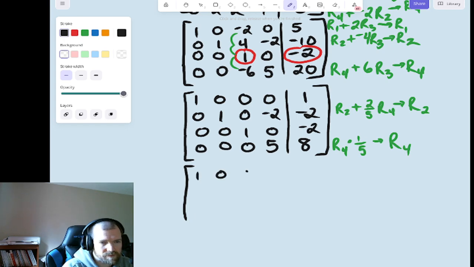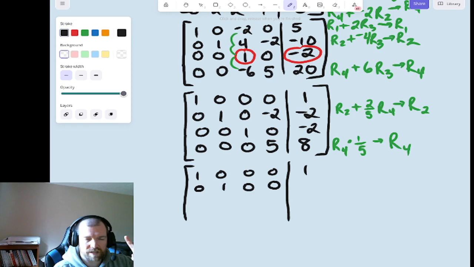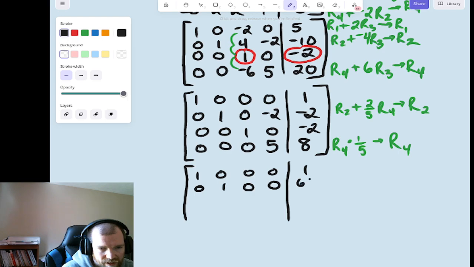Alright, so 1, 0, 0, 0, and 1, 0, 1, 0, 0. So we take row 2, add 2/5 of row 4, so 2/5 of 5 is going to be 2. Added to -2, we get a 0, so that clears that up, again by design. And then we say this is going to be 2/5 of 8, which is 16/5, minus the 2 that we had to begin with, which is negative 10 fifths. So 16 minus 10 gets us 6 fifths as that number there.